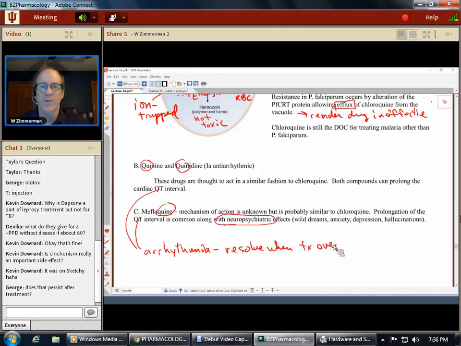But when we look at those quins, whether it's mefloquine, quinine, quinidine, similar mechanisms of action and similar side effects, the QT interval. I don't know if mefloquine causes this cinchonism. I associate that with the quinine and the quinidine.